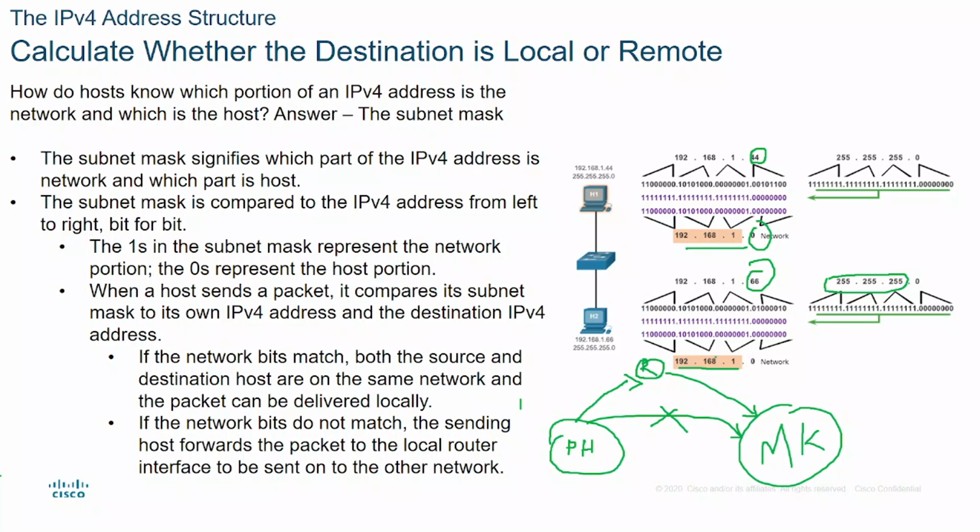So if the network bits match, both the source and the destination host are on the same network and the packet can be delivered locally. But if the network bits do not match, the sending host forwards the packet to a local router interface to be sent to the what? Other network. This is exactly what I explained here.